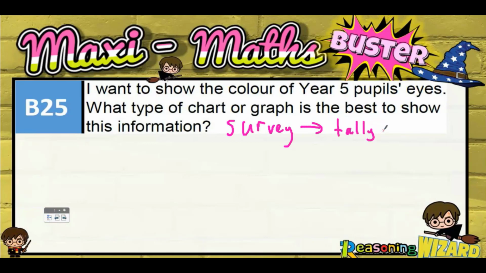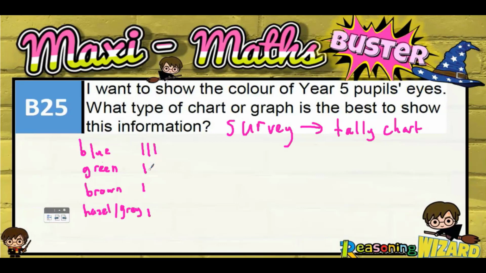You'd probably have your main colours, so like blue, green, brown. Some people say hazel or grey. And you'd probably just go around asking everybody in year 5, doing a tally chart. So you might have somebody who's blue, next person's brown, next person's green, next person's blue, next person's grey, next person's blue, next person's brown, grey.